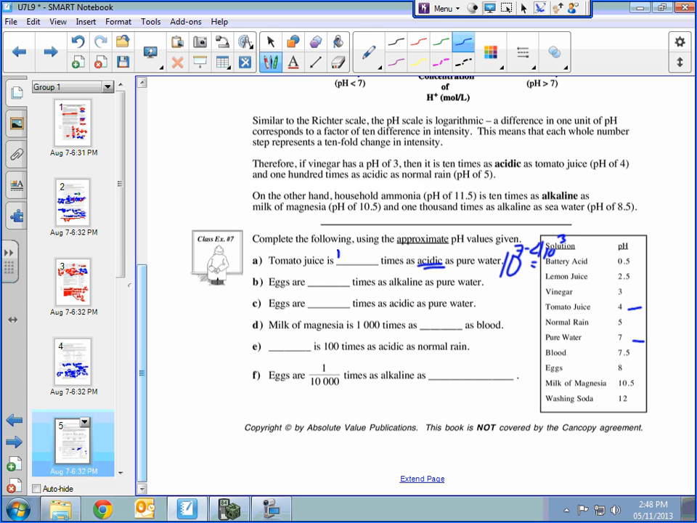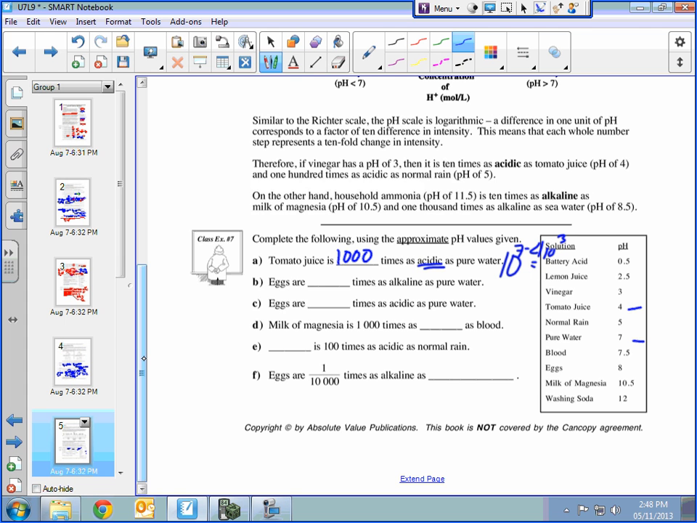So 10 cubed, this is 1,000. So if I'm asking eggs are how many times alkaline is pure water, what you do here is you look at pure water, you look at eggs. If I'm talking about alkaline, go backwards again. How many times more alkaline? This one does get confusing.